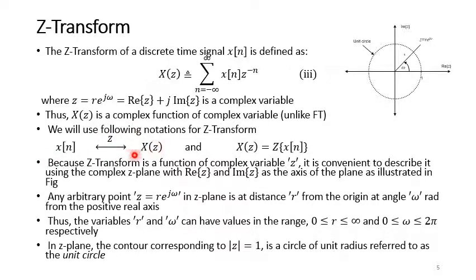That means the inverse Z transform of X(z) results in x(n), or the forward Z transform of x(n) results in X(z). Or we also use curly brackets and say X(z) equals Z{x(n)}. So these are different notations.